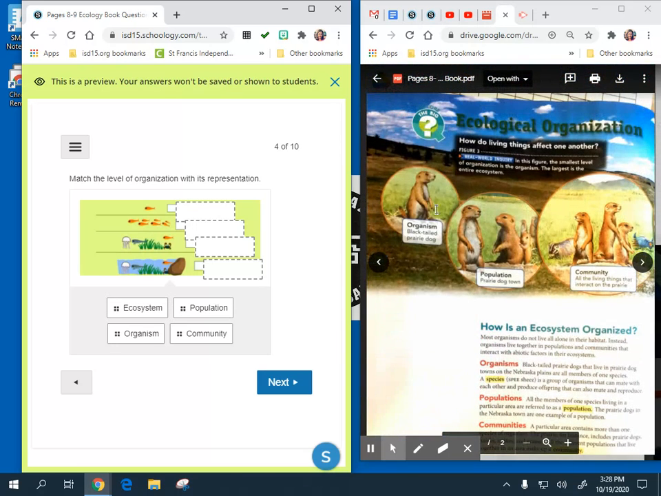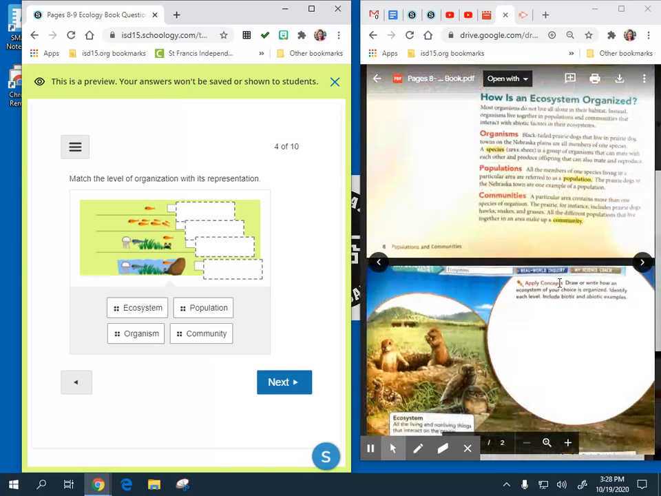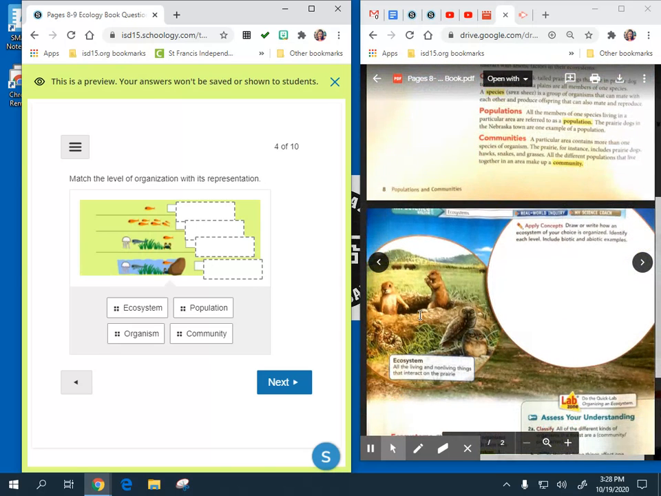So once again, an organism is one individual. A population is members of the same species. Community are different populations together, different groups of living things. And the ecosystem are the living things plus the abiotic factors that affect them. So go ahead and drag and drop those.